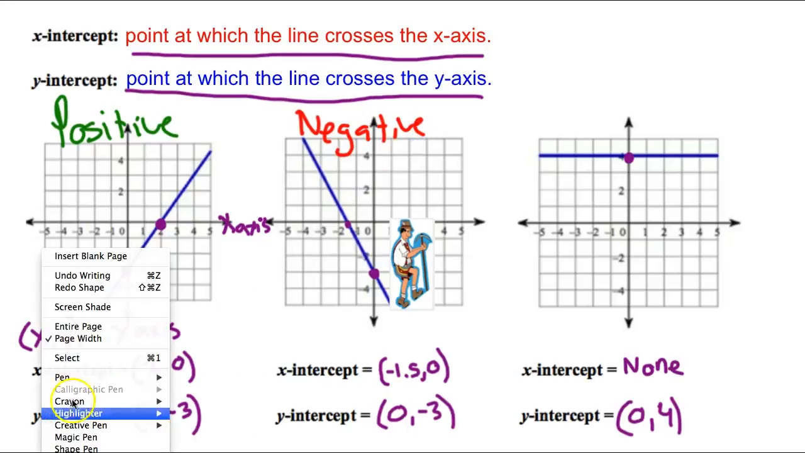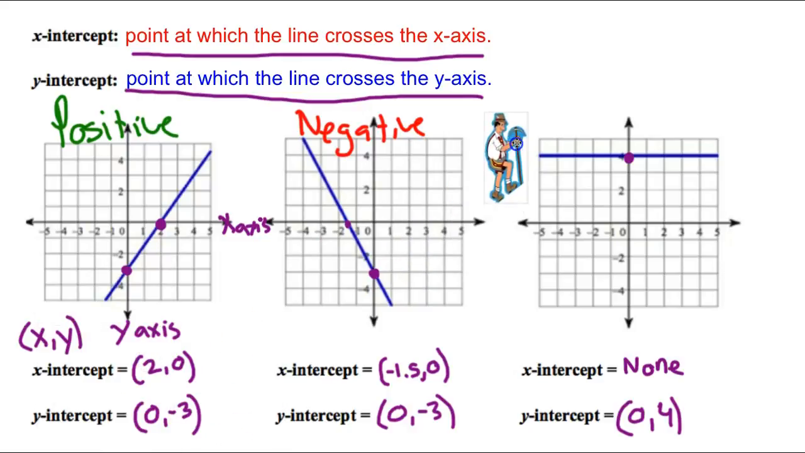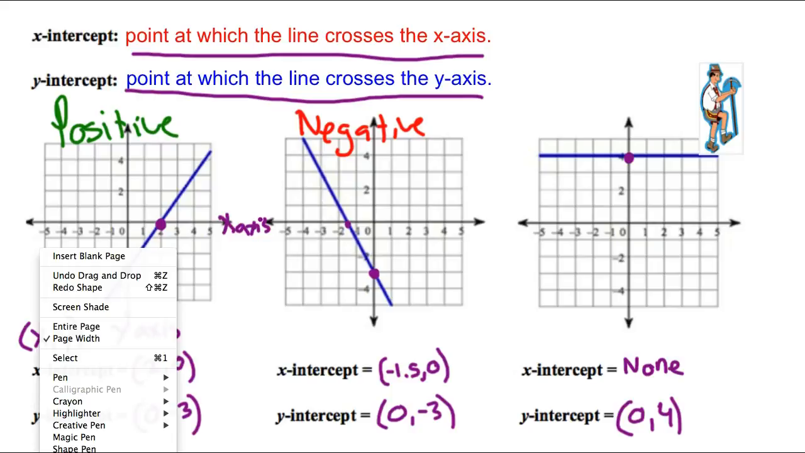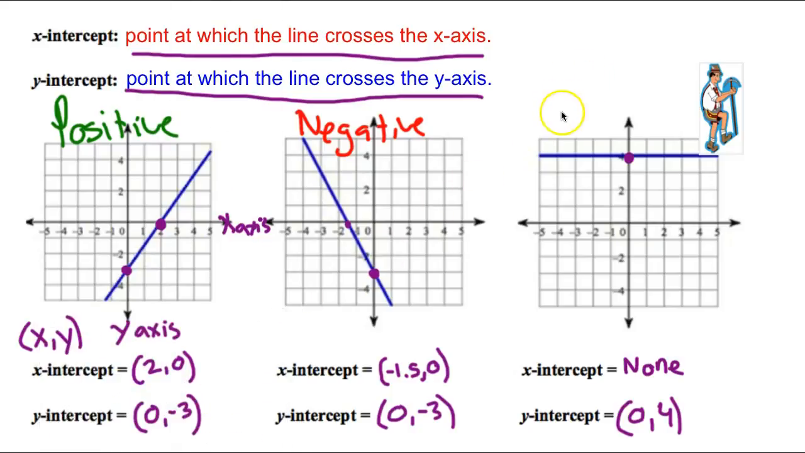Perfect. But what about this last one? He's not going uphill or downhill. He starts right here. He didn't go up or down. He just went straight left and right. So if that is the situation, we call that a zero slope. So that is a zero. Z-E-R-O. A zero slope. Cool. Moving on.